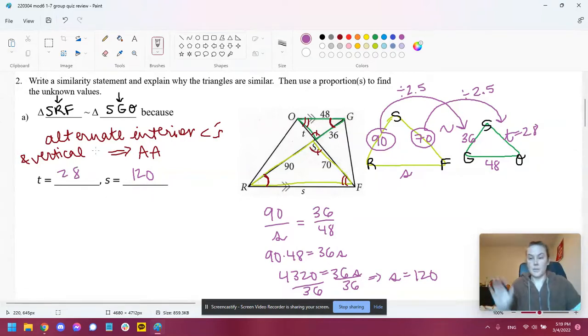Either way, either method works. You could do the first method for both of these, or the second method for both of these. It's totally fine.